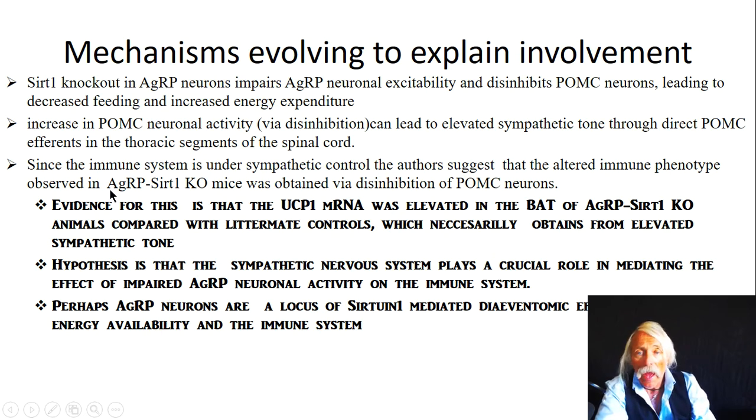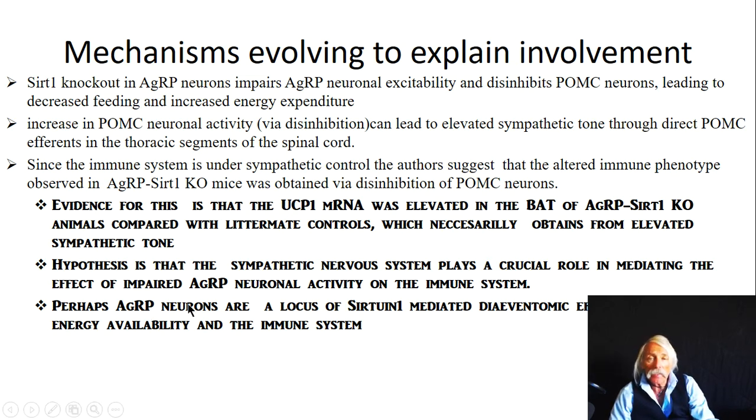Now, evidence for this is that the uncoupling protein 1 messenger RNA was elevated in the brown adipose tissue of the AgRP Sirtuin knockout. Okay, so you remember you get an elevation of the uncoupling protein, you get more brown fat thermogenesis, compared with controls, which necessarily obtains from elevated sympathetic tone. When you see this, it means there's an elevation of the sympathetic tone. So that means it's a direct effect on the sympathetic tone.